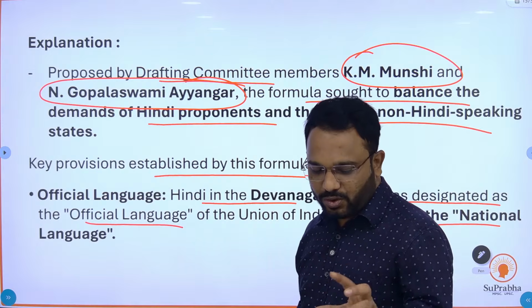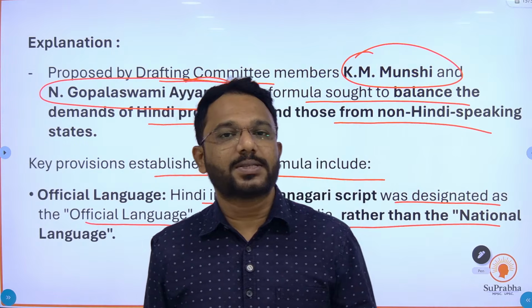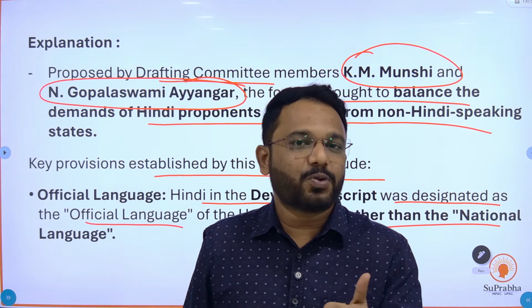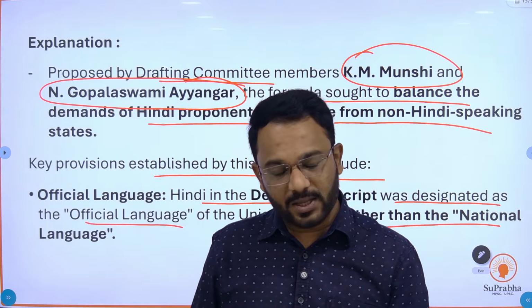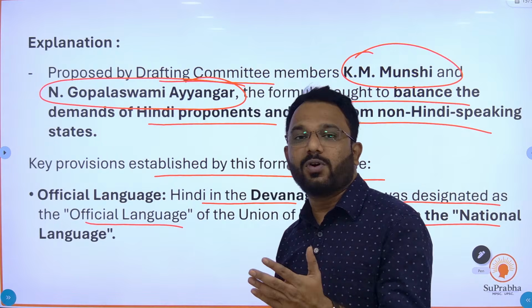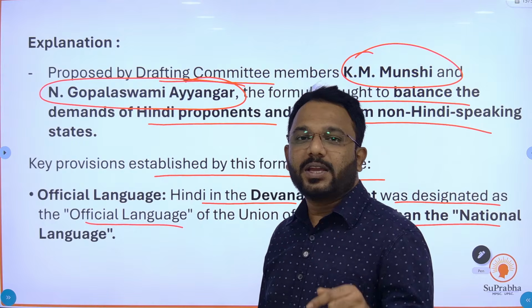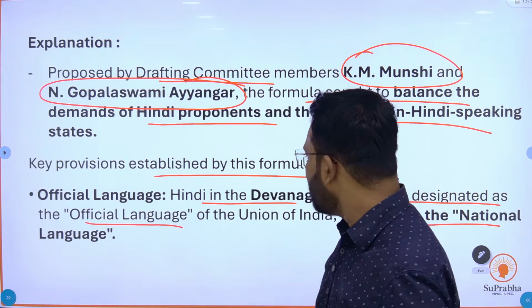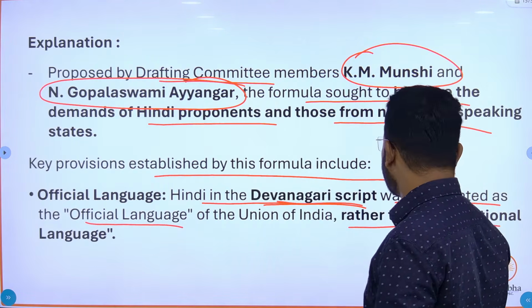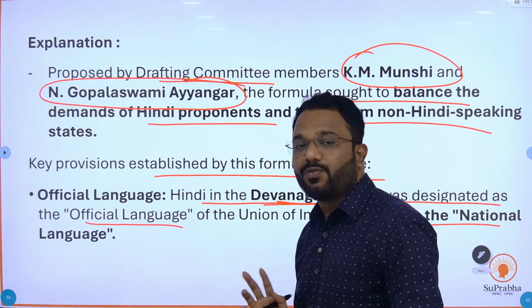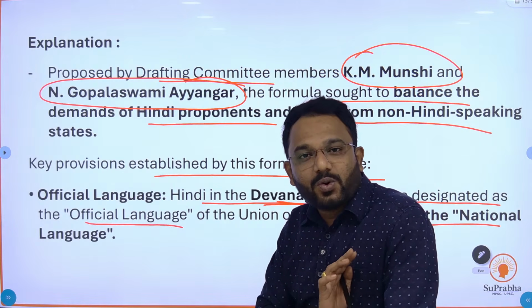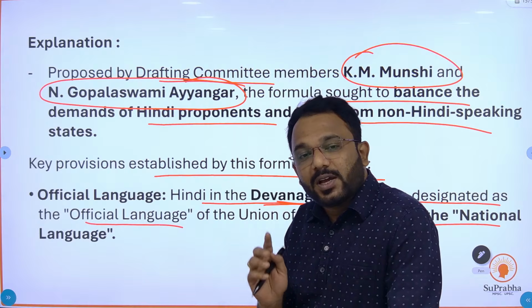So what is important to note here is the Devanagari script. The question might be asked that India follows Hindi as an official language, but in which script? That script is the Devanagari script. And it is an official language, but India doesn't have a national language.